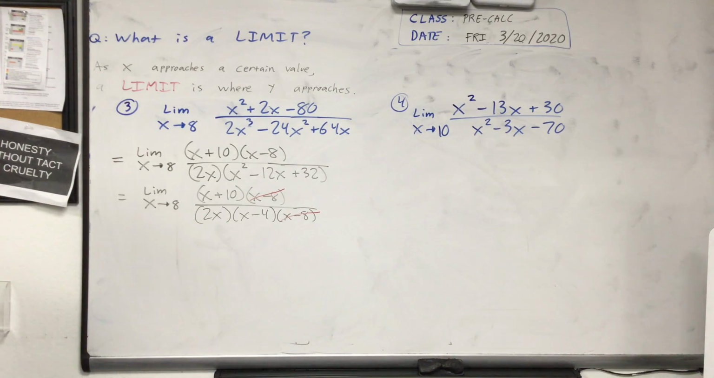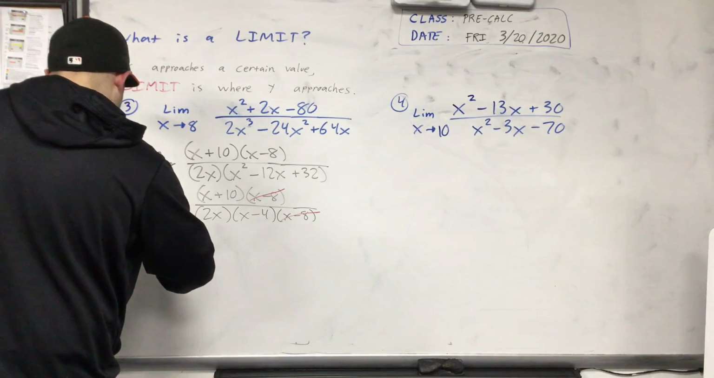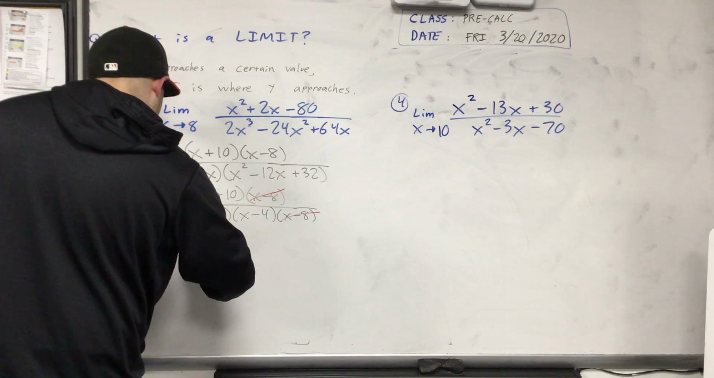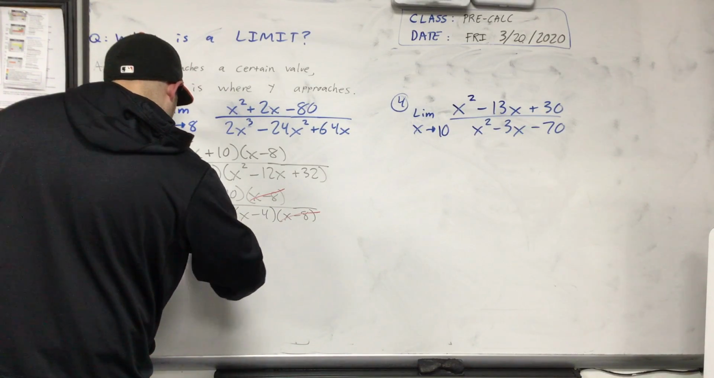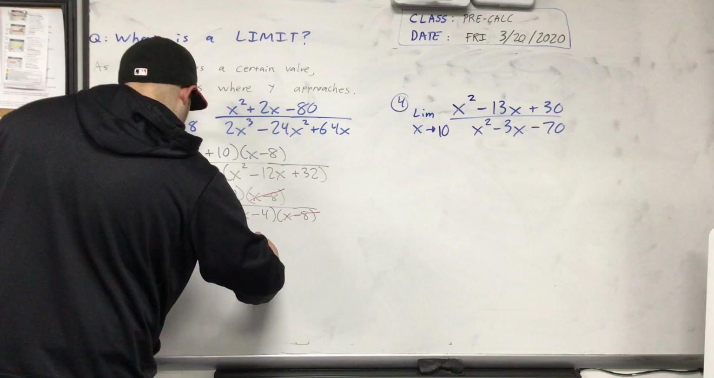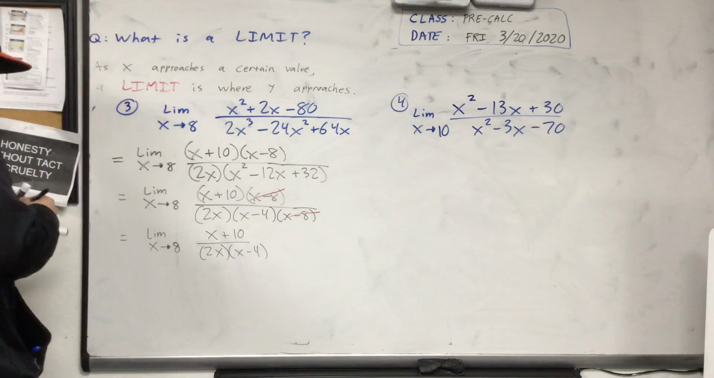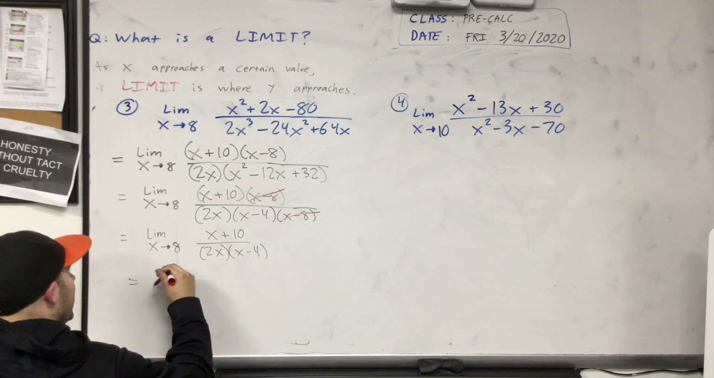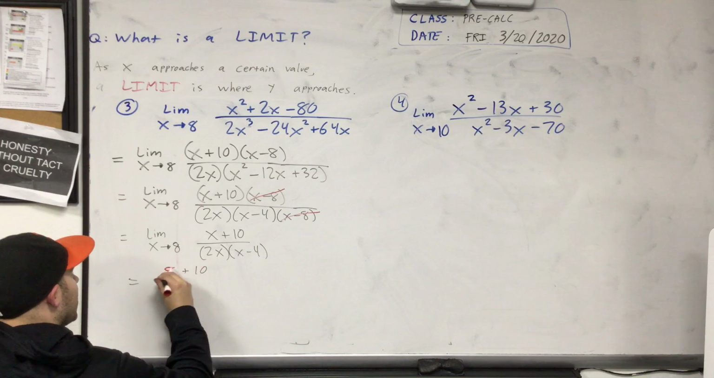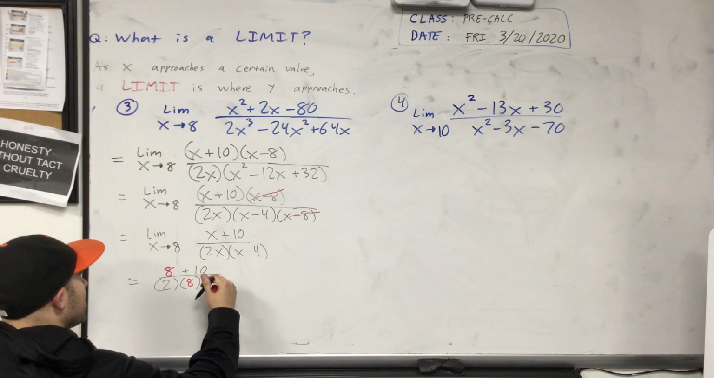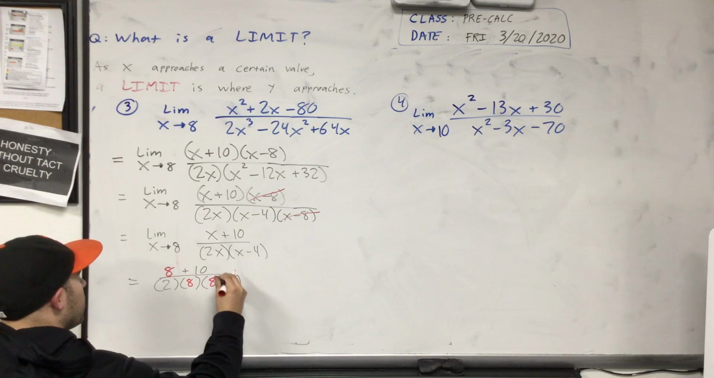We acknowledge that x minus 8 over x minus 8 becomes a hole, but we want to figure out where that hole is. So we've got the limit as x approaches 8 of x plus 10 over 2x times x minus 4. Now I'm going to plug in x equals 8, and let's hope nothing goes wrong. So we get 8 plus 10 over 2 times 8 times 8 minus 4.